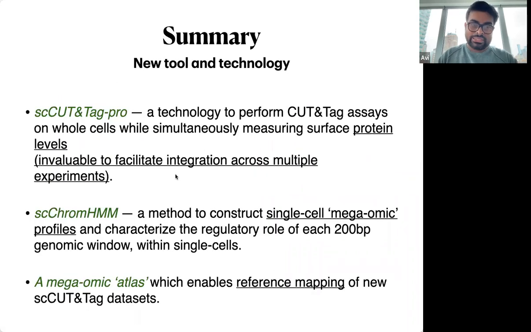So lastly, to summarize everything we have talked about, we developed a new technology to co-assay histone profile and cell surface protein within an experiment. It empowers us to build computational tools which explore the functional role of DNA elements at single cell resolution. Another thing which I couldn't talk about today due to the time limit, and it's very exciting, is that we can define a mega omic atlas of PBMC cells to transfer profiles across new experiments where we don't have simultaneous protein measurements.